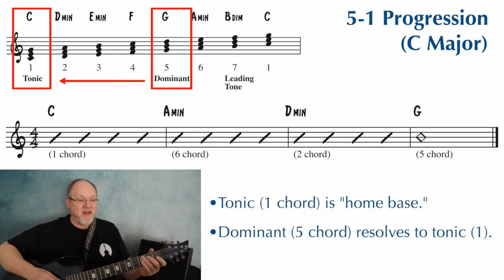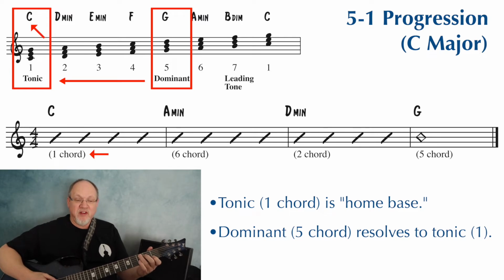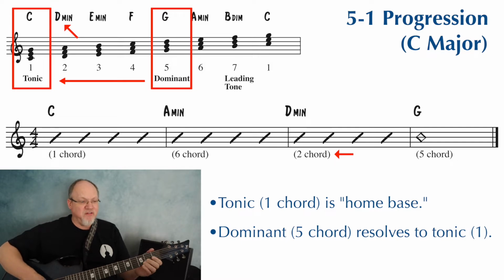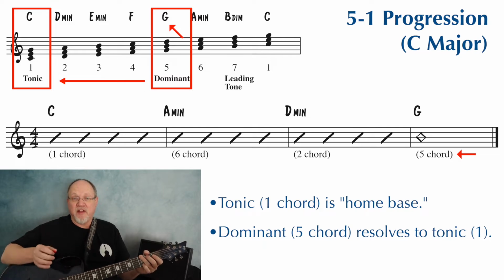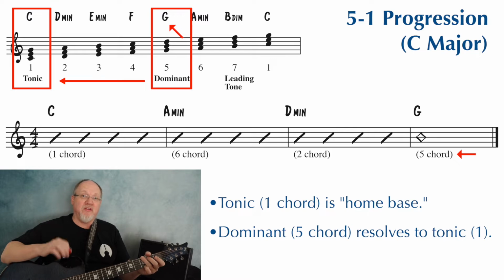Here's a chord progression in C major. C is the one chord. A minor is the sixth chord, D minor is the two chord, and G is the five chord, or dominant. Now that G chord feels unstable, like it needs to go somewhere. It needs to resolve to one, or the tonic.